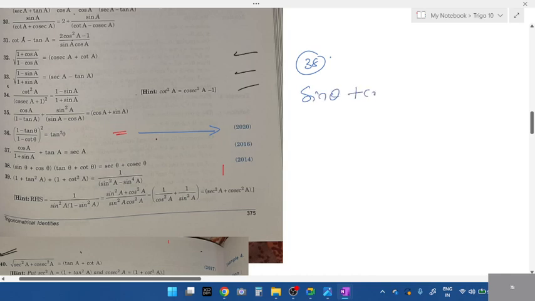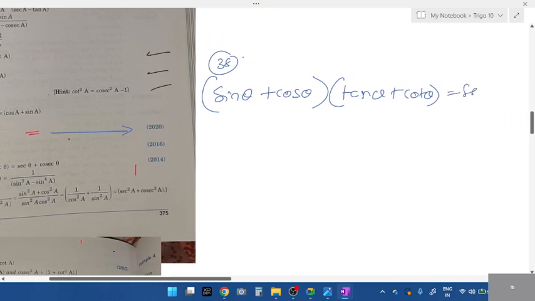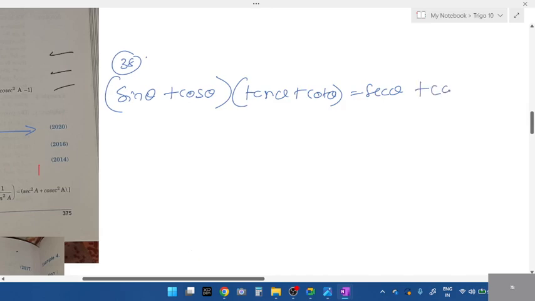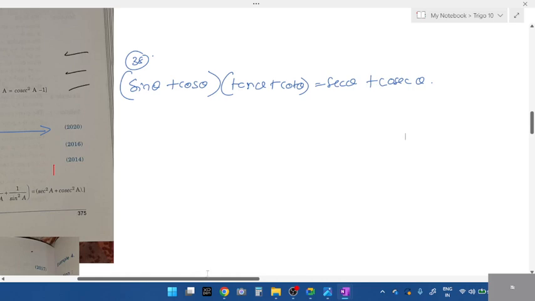Sin theta plus cos theta, bracket tan theta. Try to convert tan theta and cot theta. Tan theta plus cot theta is equal to sec theta cosec theta. And Cecilia, most of your answers, only the first half is correct, Cecilia. The last 2 or 3 steps you have done wrong.